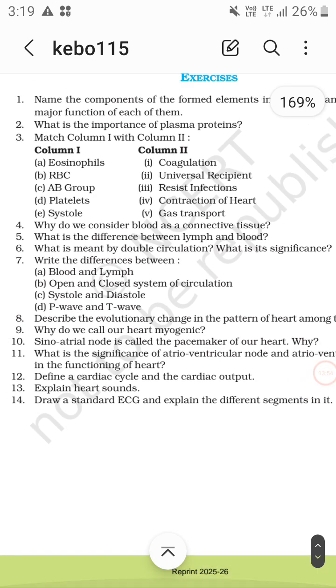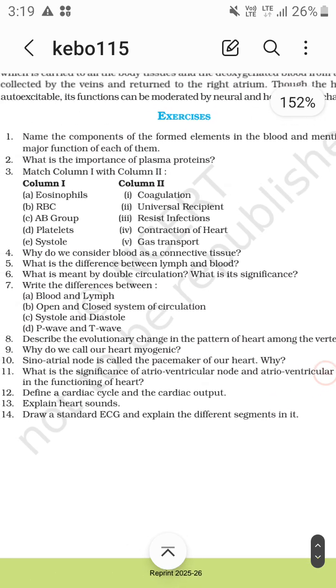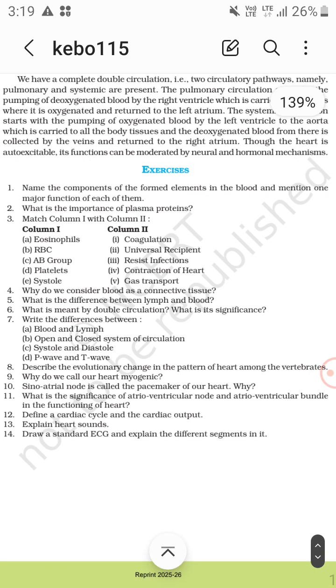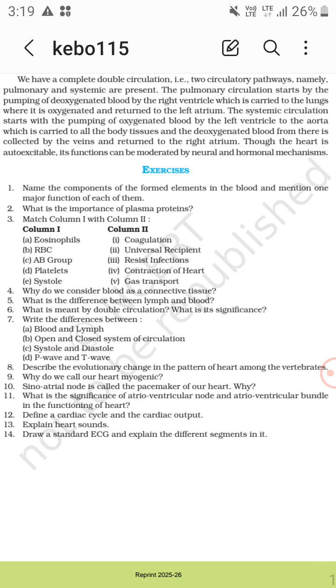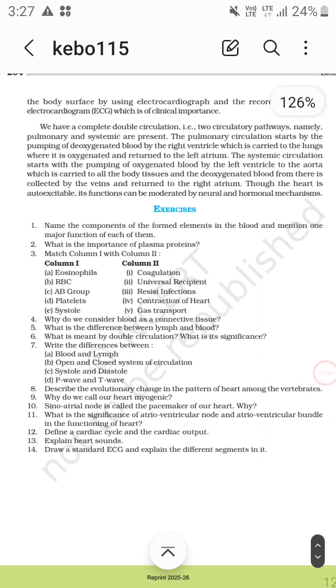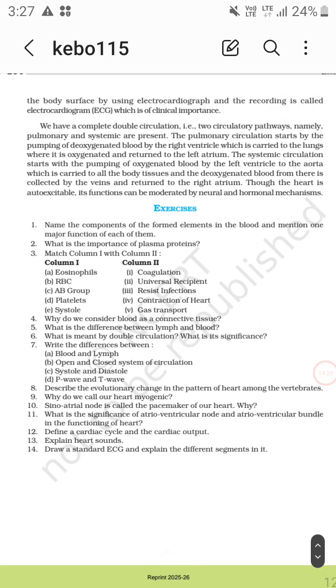Okay, so describe the evolutionary change in the pattern of heart among the vertebrates. First, fishes had two chambers, that is open type of circulatory system, then amphibians, then reptiles, and then birds, and then mammalia, that is four chambered. Crocodile also is four chambered.